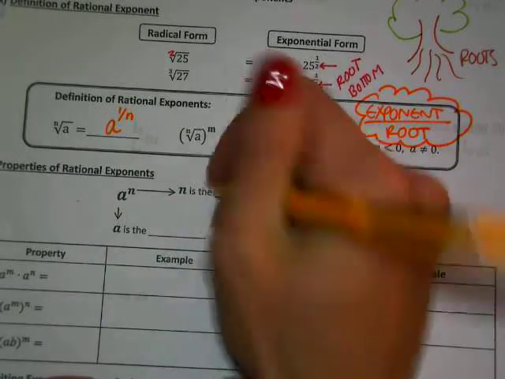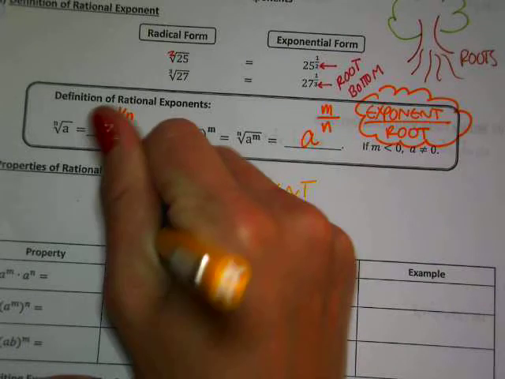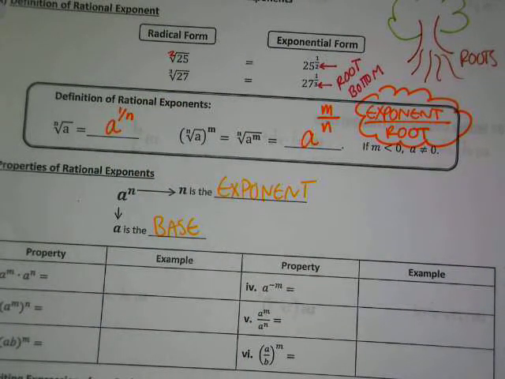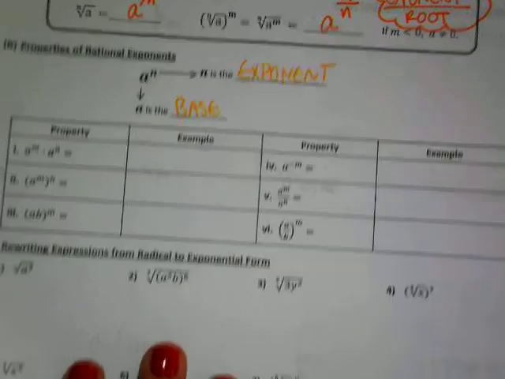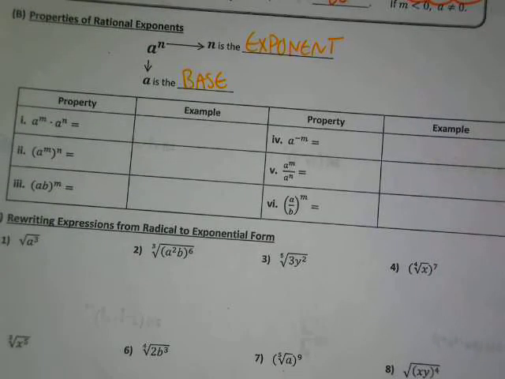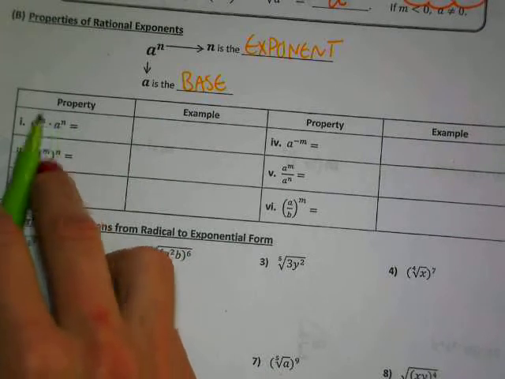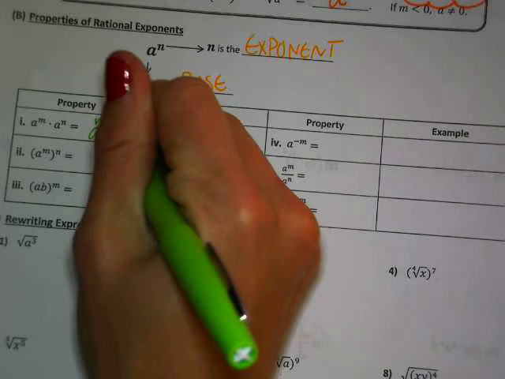All right, so n is the exponent, a is the base. So we're going to fill out this chart here. That's kind of the properties over on the poster. Do you remember, if you are multiplying, what do you do to your exponents? You add them. M plus n.